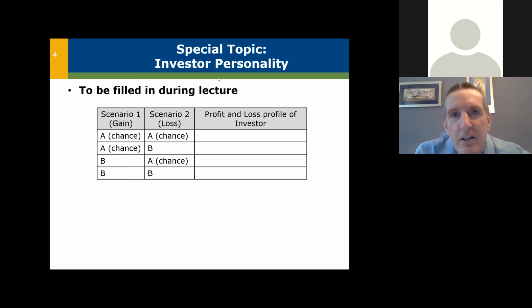So let me see if I can actually switch to the whiteboard a little bit to show the idea. So let me just draw some axes. So if this is your, let's say this is P and L on your trading over time.